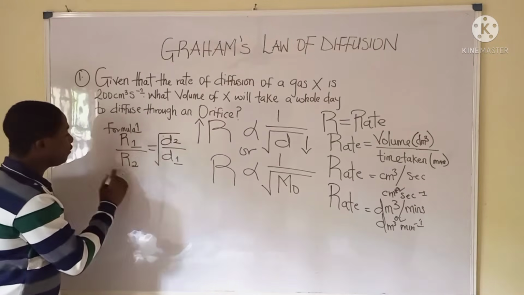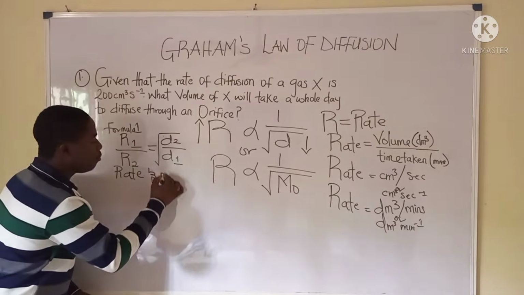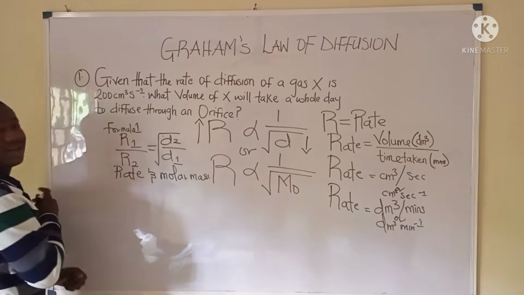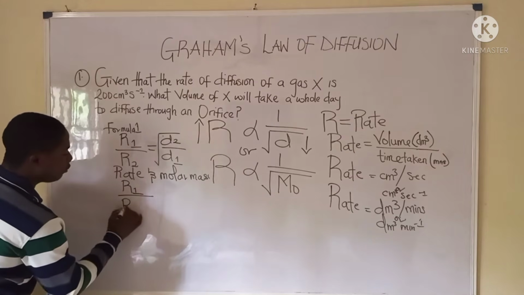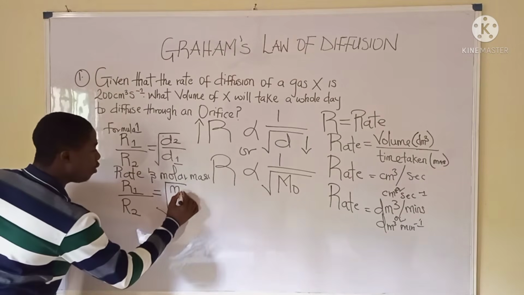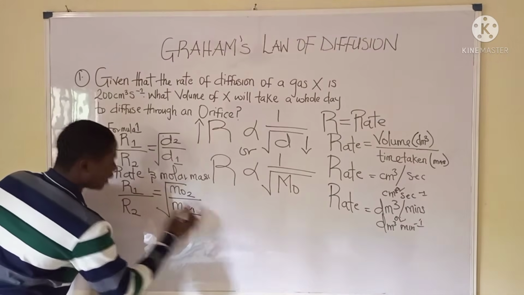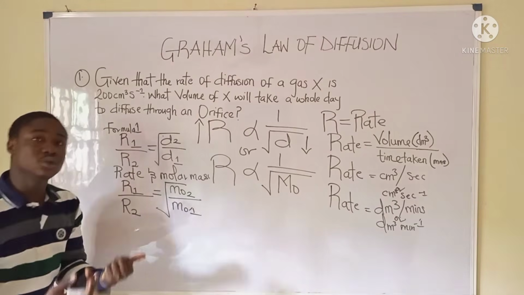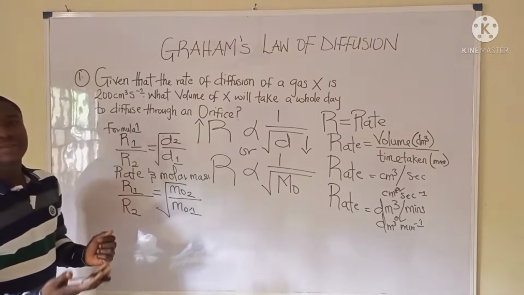Now, comparing rate and molar mass, we have the equation: R1 over R2 is equal to the square root of molar mass 2 over molar mass 1. This is another equation we should memorize when solving problems on Graham's law of diffusion.